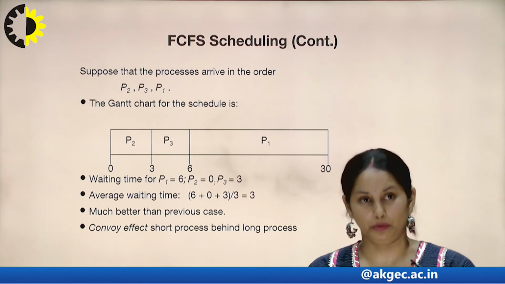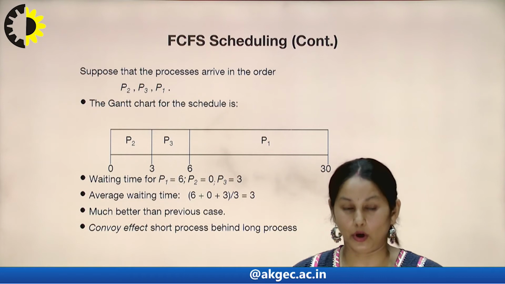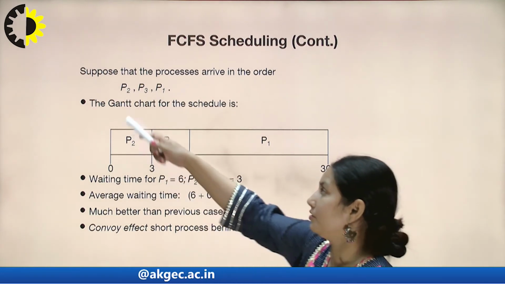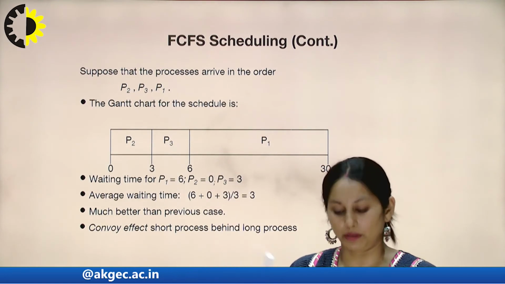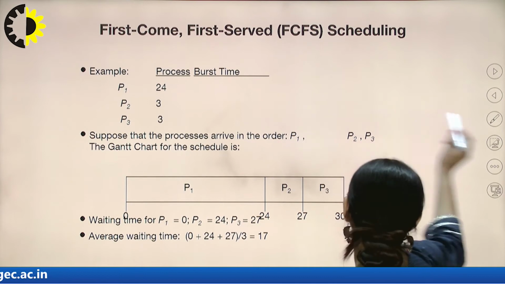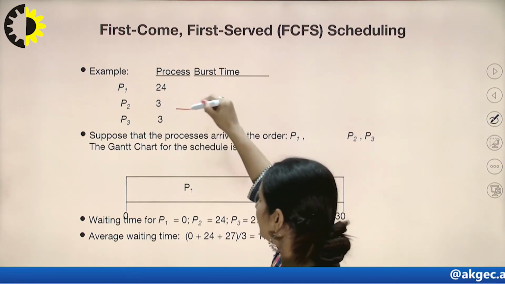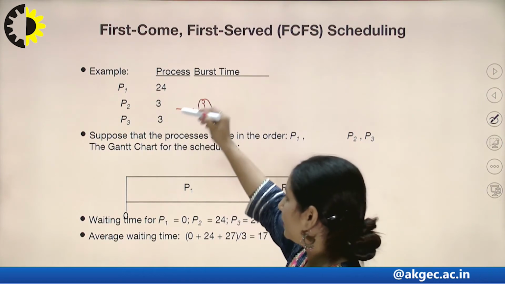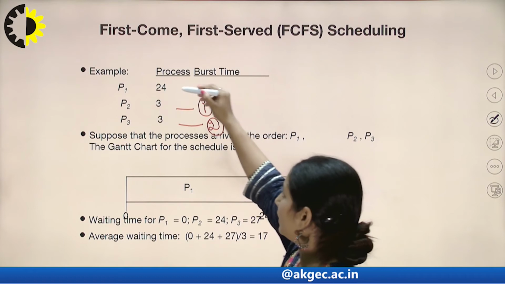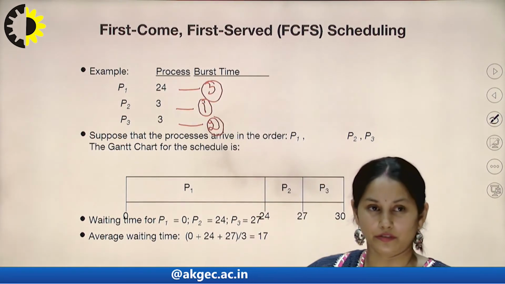Now suppose that is not the order of arrival, and the order of arrival changes. Suppose the order of arrival is P2, P3, P1. See, P2 comes first, then P3 second, and P1 third. So now this is the order of arrival.